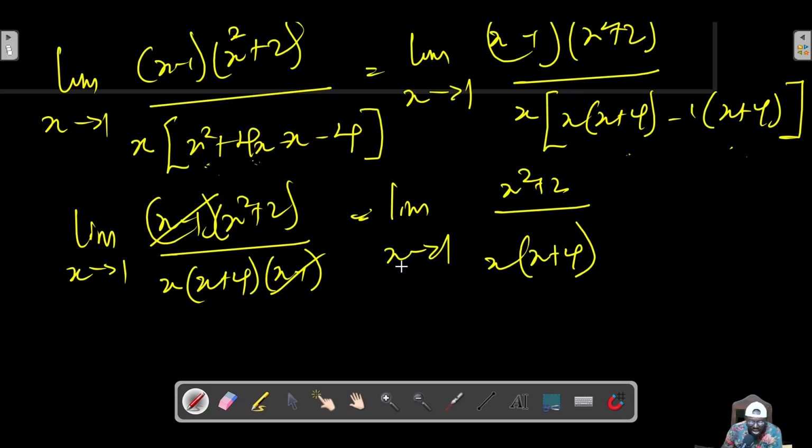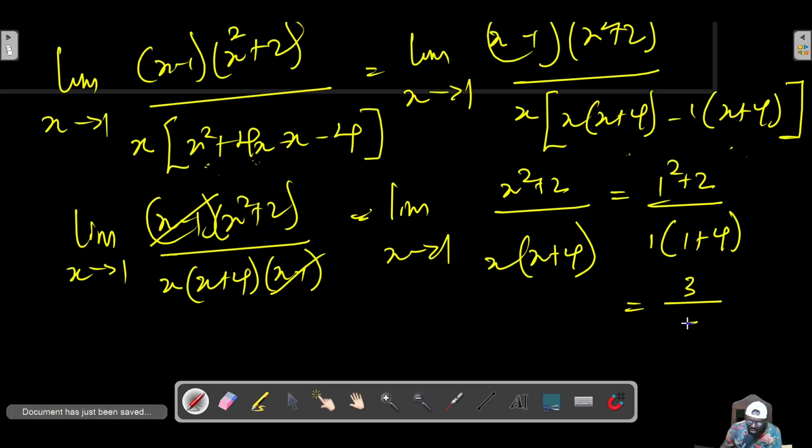So from here, as x is approaching 1, what would the limit be? It would be 1 squared plus 2 divided by 1 times 1 plus 4. Then we end up with 3 divided by 5.